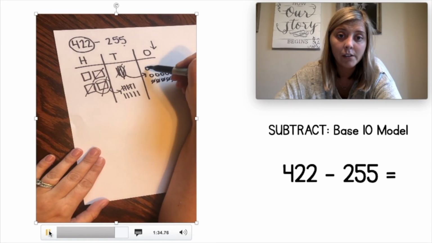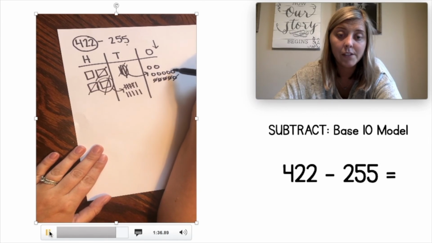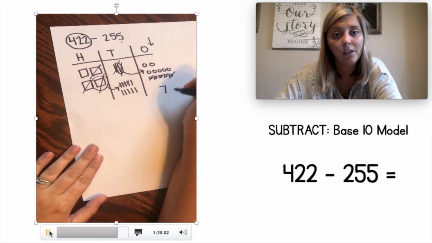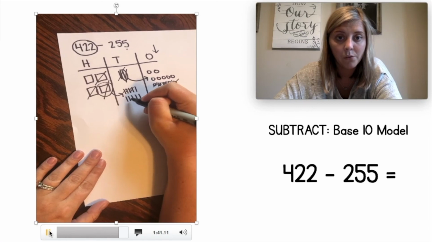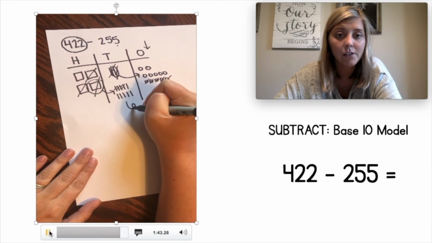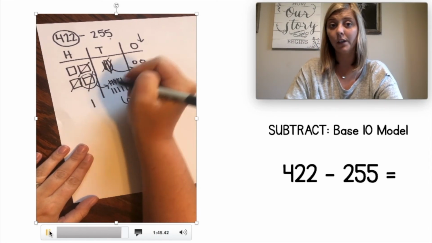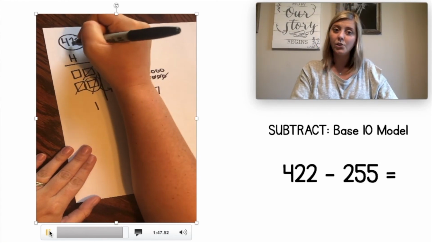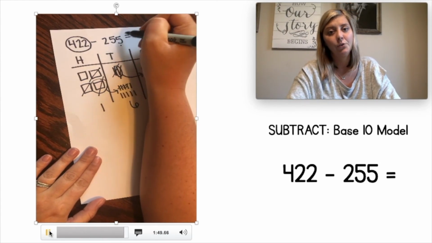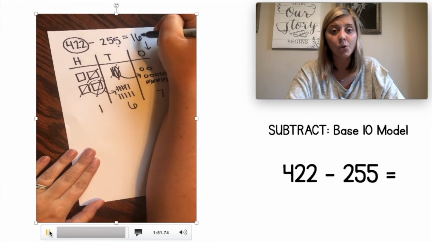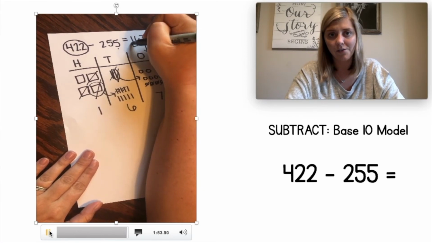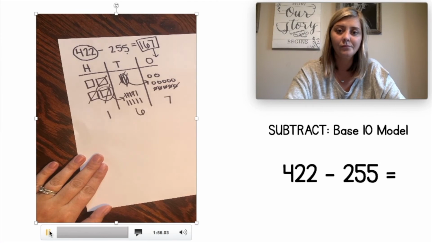I've got 1, 2, 3, 4, 5, 6, 7 ones left. I have 1, 2, 3, 4, 5, 6 10s left. And I have 100 left. So 422 minus 255 equals 167. Awesome job.